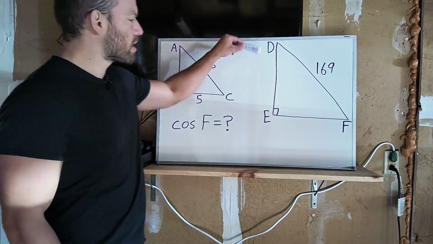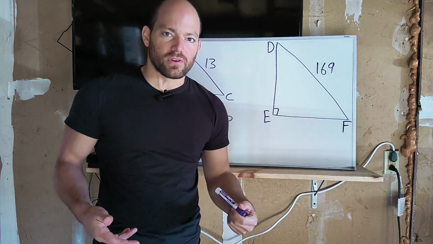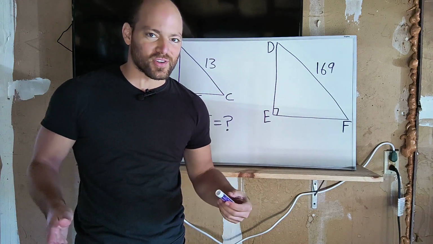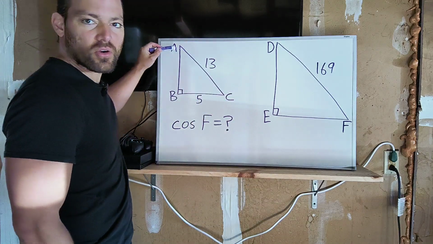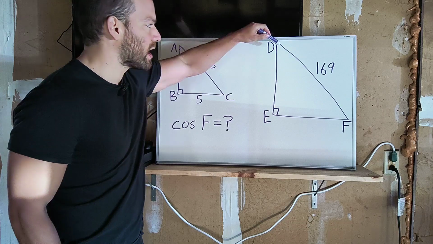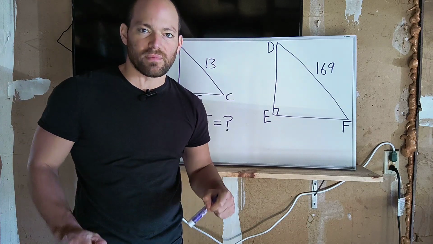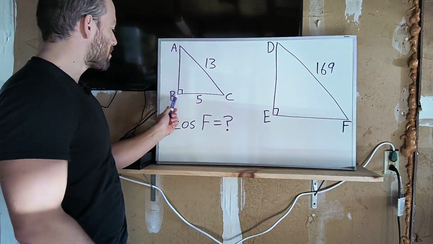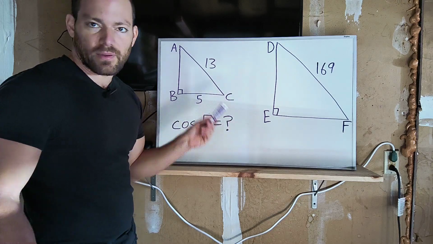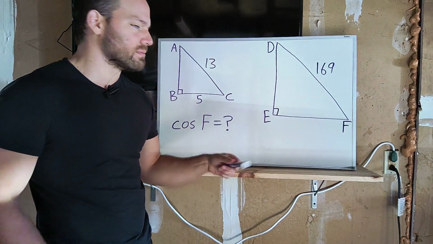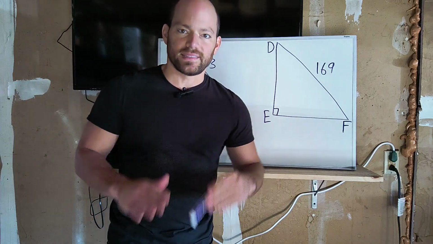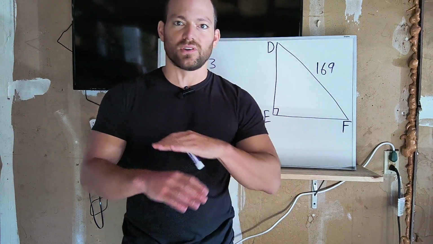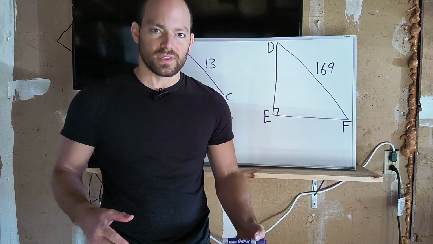Triangle ABC, triangle DEF, and if they're similar, it means their corresponding angles are exactly the same. So angle A over here corresponds to angle D. These two angles are the exact same measure. Same with angle B and angle E. I labeled them both right angles, so we know they're the same. Angle C and angle F are also exactly equivalent measures. So the corresponding angles are all the same.